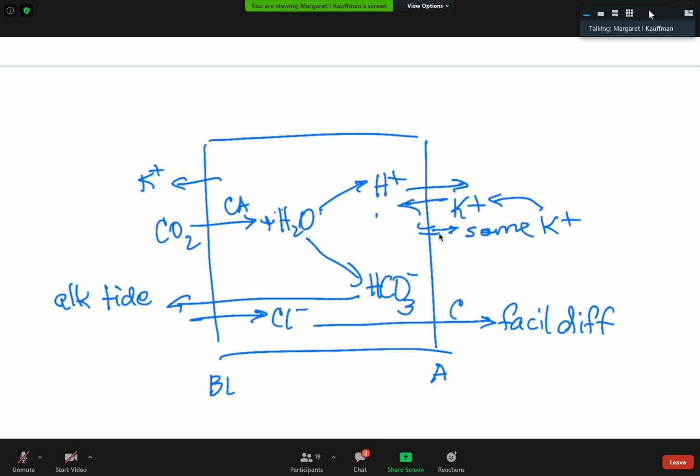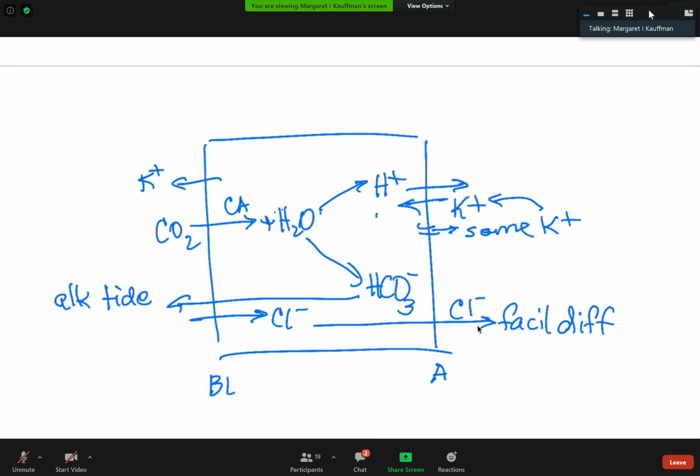So the chloride goes out as a chloride shift, just like he mentioned. And once again, these two are facilitated diffusion. They're just moving along their concentration gradient. So if you didn't know any better, this is basically a type A cell.